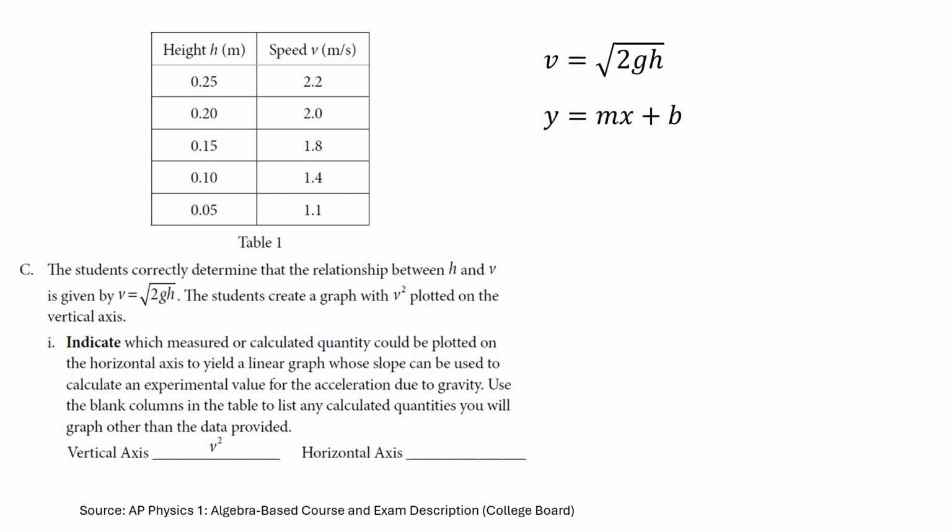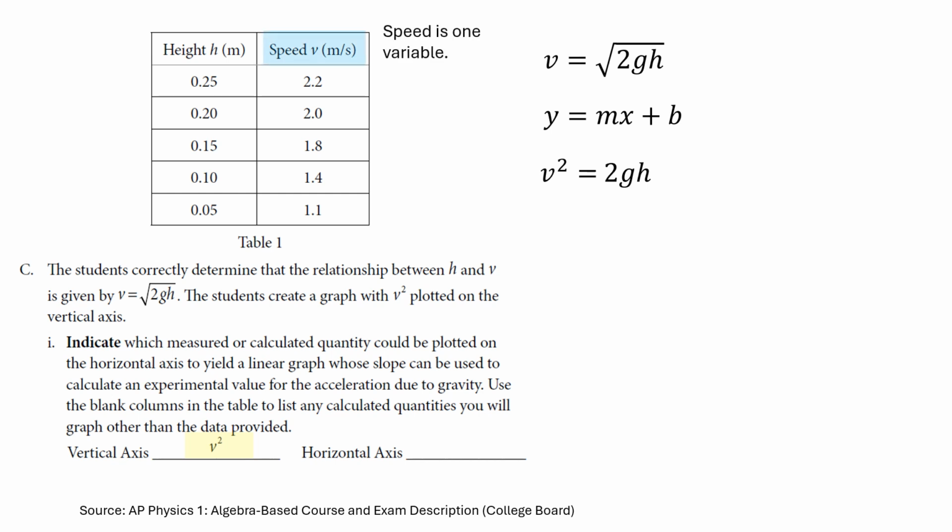So your job now is to basically make that look like y equals mx plus b. Because if it's y equals mx plus b, then it must be the line that'll fit on a graph. And so we're already told that the vertical axis will be v squared. So let's take our equation and make it look like the one that we're going to have to graph. And so instead of v equals, I'm going to write v squared equals, and then go ahead and square everything on the other side, which works out nicely. It's just 2g times h.